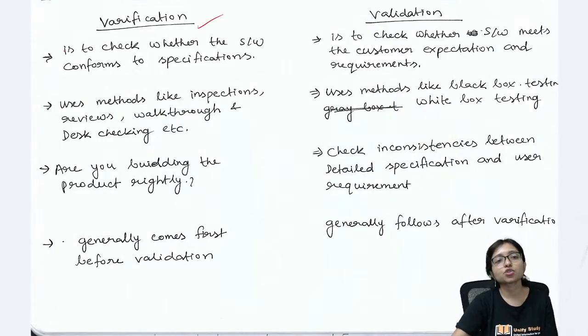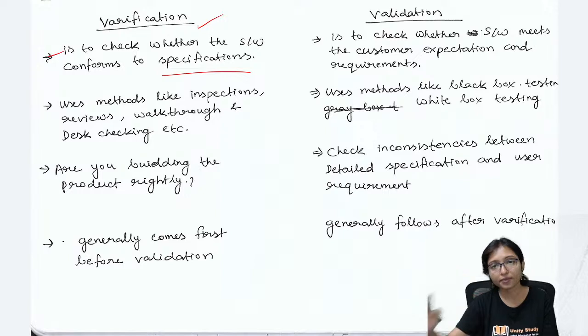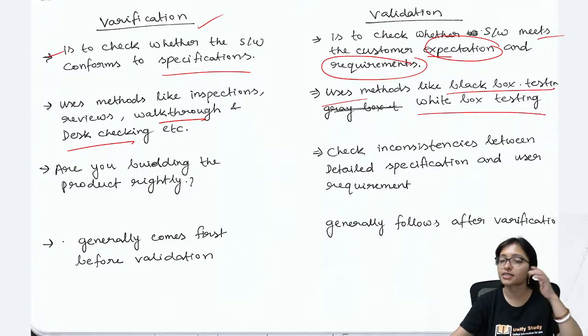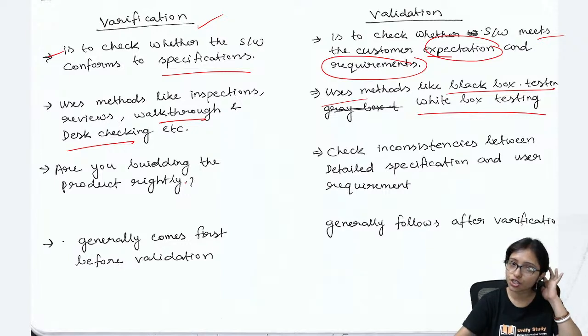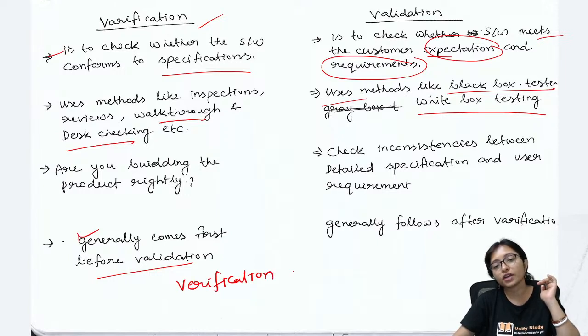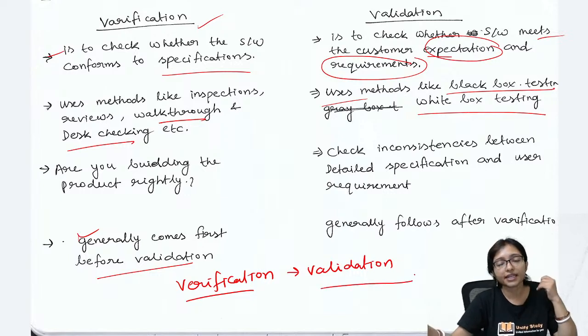Verification is to check whether the software conforms to the specification. Validation checks whether the software meets the customer expectation and requirement or not. Verification uses reviews and walkthroughs. Validation uses methods like black box testing and white box testing; testing is part of validation. Generally validation comes after. First we have to do verification, then validation.